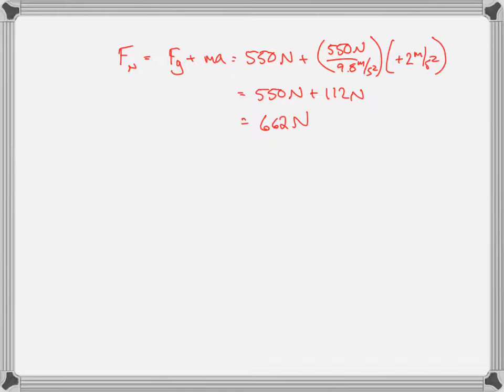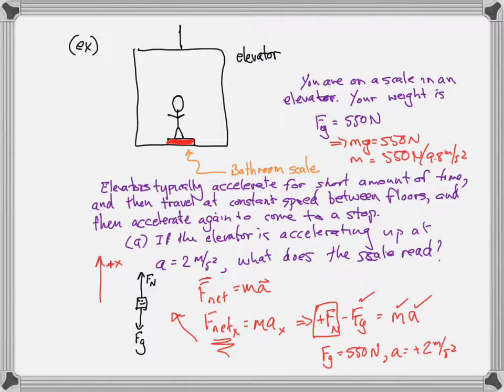So the scale reads something heavier than my weight. That's important to understand why. So you might realize, if the elevator was sitting still, what would the scale read? Let's say part B. If the elevator was sitting still, what does the scale read? The scale will read 550 newtons. Acceleration is 0, Fn equals Fg, or you just say, oh, well, if I'm sitting still, scales read the right thing. 550 newtons.